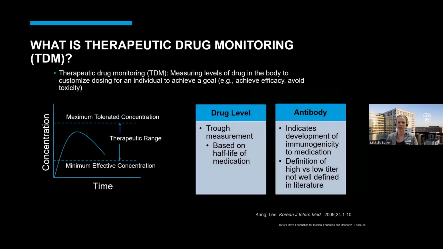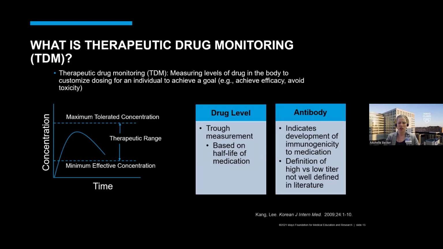So first of all, what is therapeutic drug monitoring, or TDM? It is the practice of measuring levels of drug in the body to customize dosing for an individual to achieve a goal. That might be achieving efficacy, avoiding toxicity, checking on adherence, but really there can be multiple factors at play. We'll usually see these time-concentration graphs where time is on the x-axis and concentration on the y. And some common terminology with that would be the minimum effective concentration, which is a primary consideration for inflammatory bowel disease.